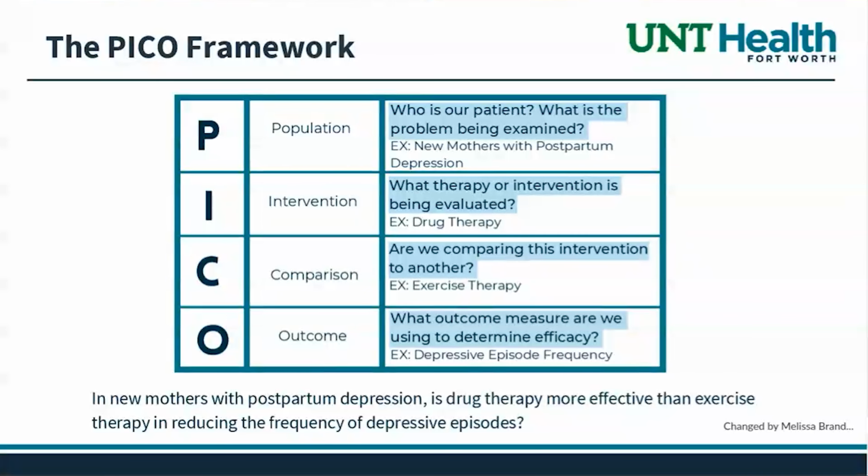Today we're going to be talking about the PICO framework, but you can really use any framework you like. There's SPICE or SPIDER. It really depends on your topic. You might already know, the P is going to be for population. Who are we looking at? What problem are we examining? I is for intervention. So what therapy or intervention is being evaluated? C, comparison. And then O for outcome.